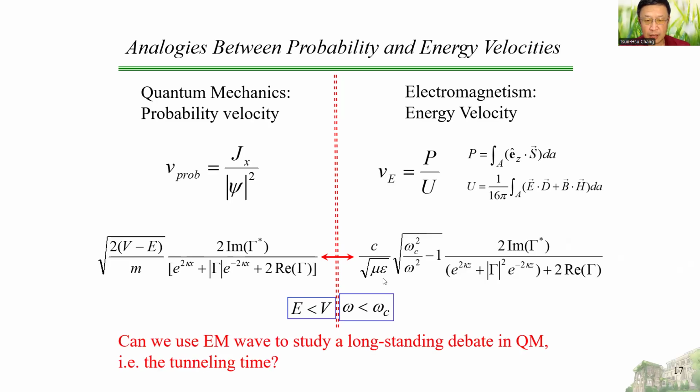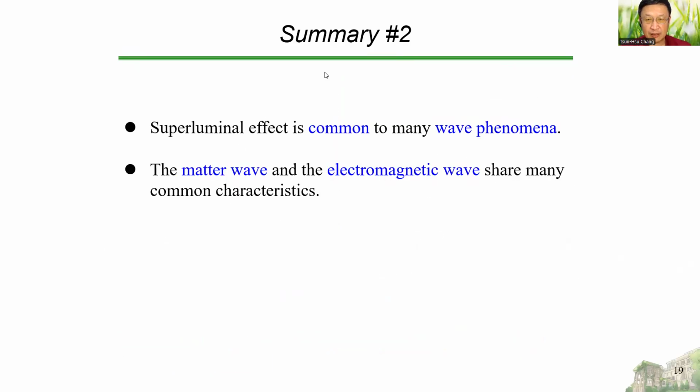Okay, so can we use EM waves to study a long-standing debate in quantum mechanics? That is the tunneling time. We can study the tunneling time. Okay, so the second summary: the superluminal effect is common to many wave phenomena, not a surprise. The matter wave and EM wave share many common characteristics.